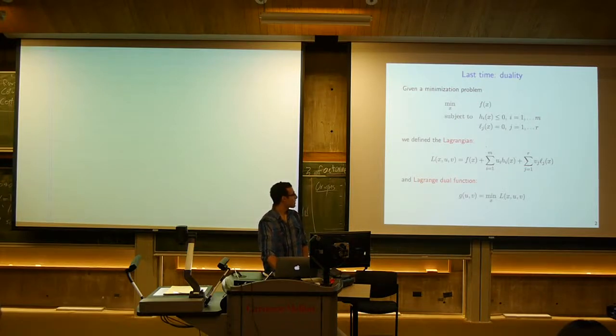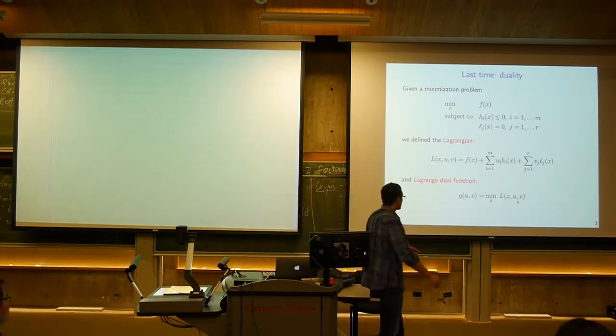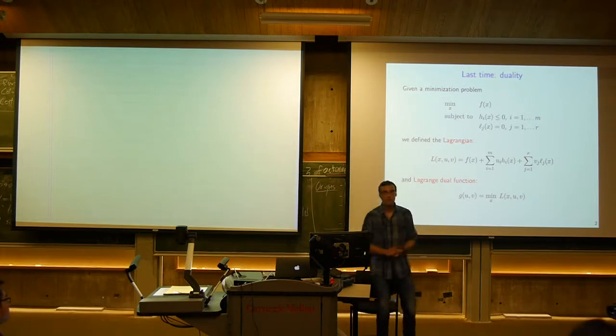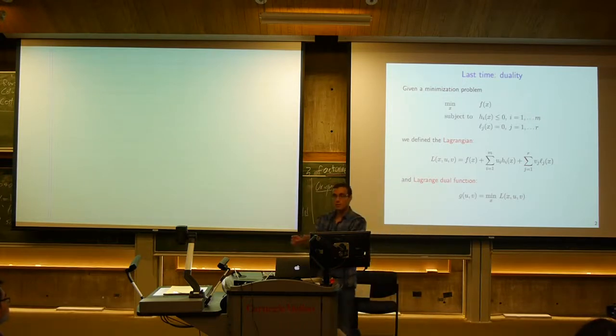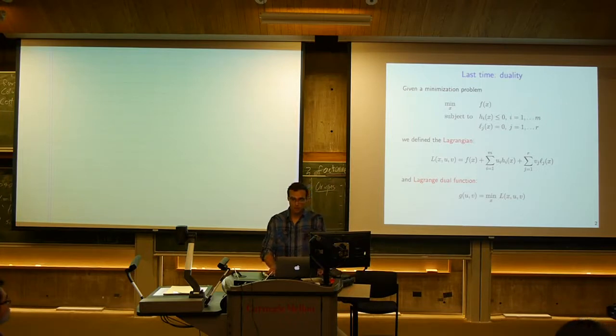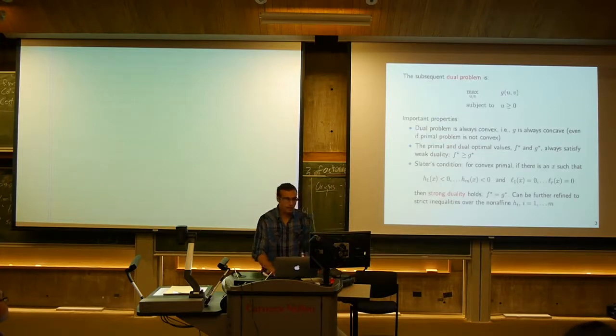Okay, so we define this Lagrangian, and then we define the Lagrange dual function by minimizing the Lagrangian over all x, not just feasible x, at a dual point u, v. So this is a function of u, v, and it's defined as the minimum of the Lagrangian at that u, v over all possible x.